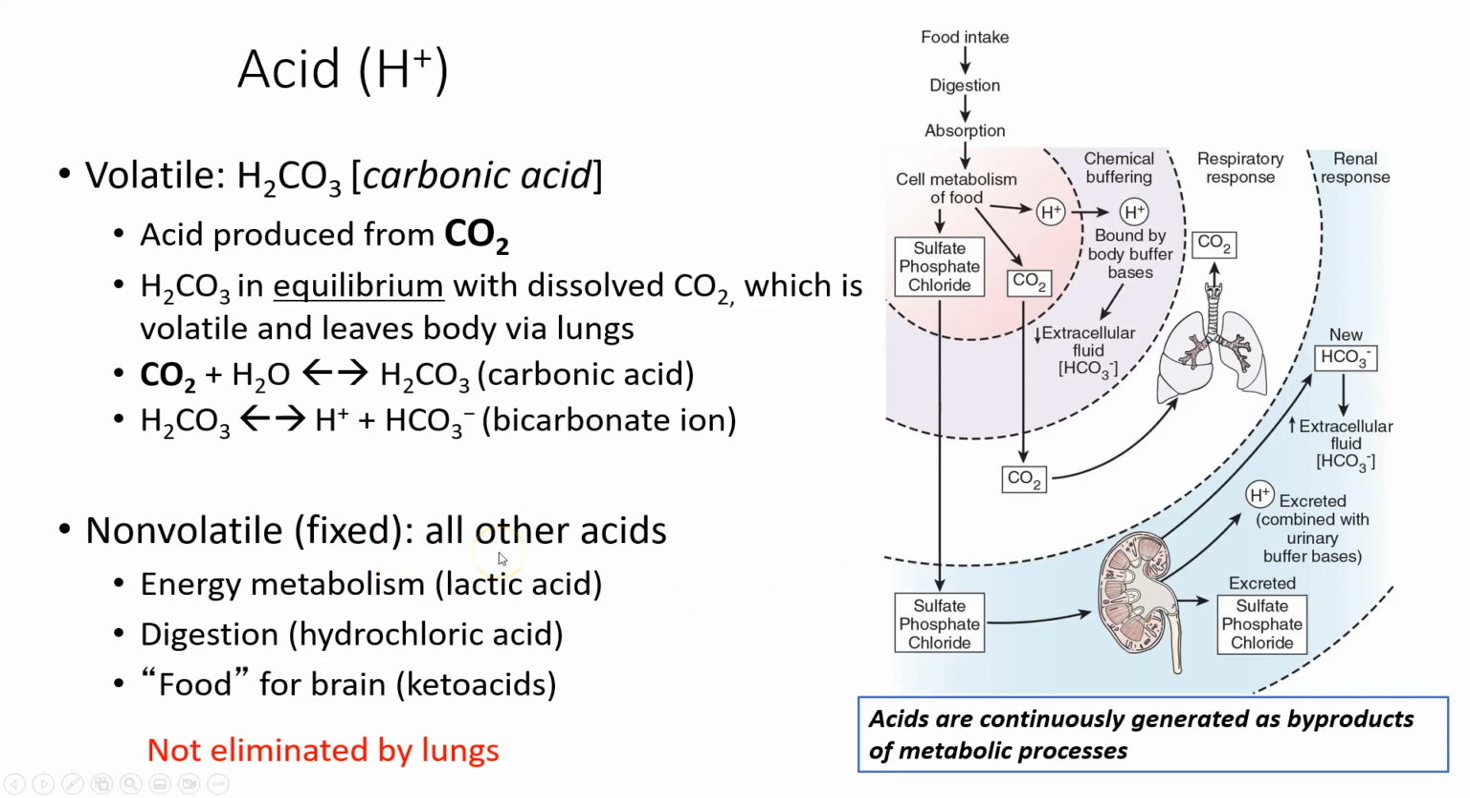The other acids they call non-volatile or fixed. And these are not eliminated by the lungs, and so will need to be eliminated through other systems like the kidneys. This includes lactic acid that we get through energy metabolism, hydrochloric acid that's part of our digestive system, and keto acids, which in small amounts can be beneficial by providing a source of energy for the brain. Our body is constantly making acids as we metabolize throughout the day.